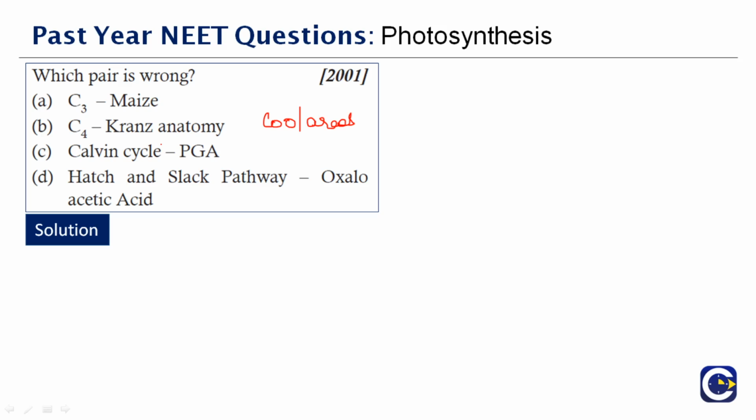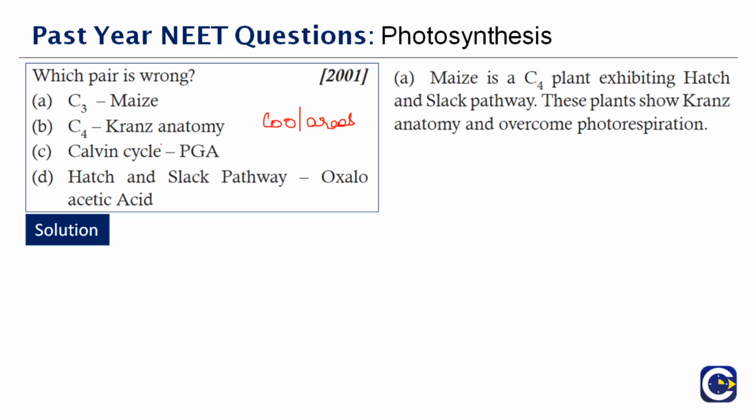Actually, maize belongs to C4. They grow in temperatures which are quite high, and they don't require much photorespiration and all that. The correct answer to this question is option A. The rest of the options are correct.